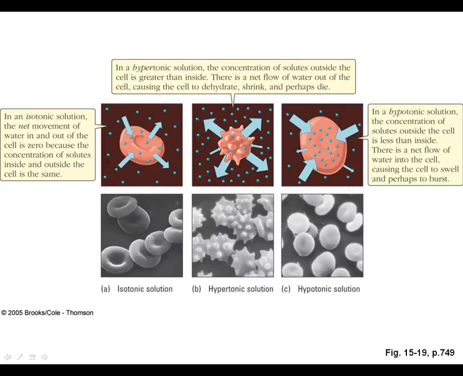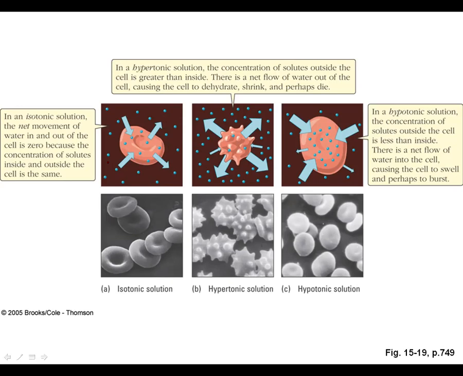So here we have an isotonic solution on the left there, a perfect donut, a hypertonic solution, donut hole, and a hypotonic solution at the end there. It swells up and bursts like a jelly donut, and that's kind of a good way to remember it.